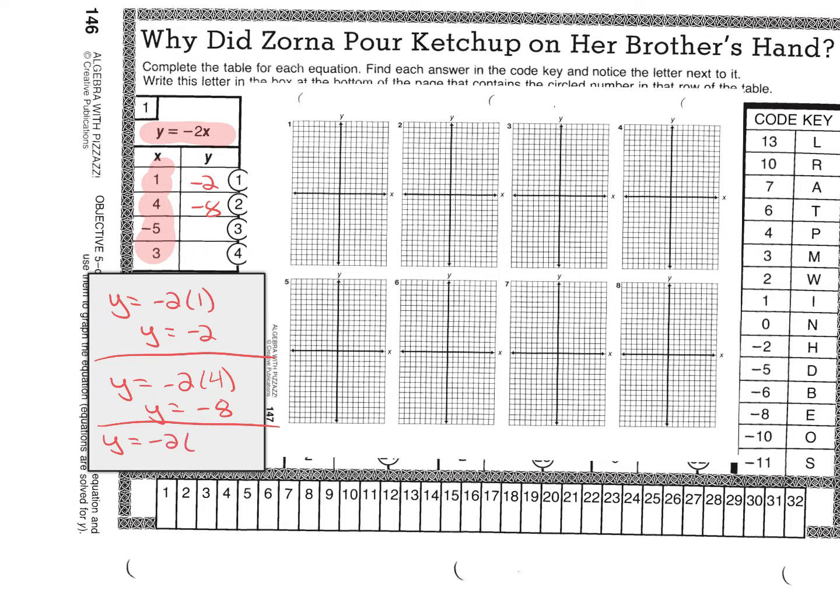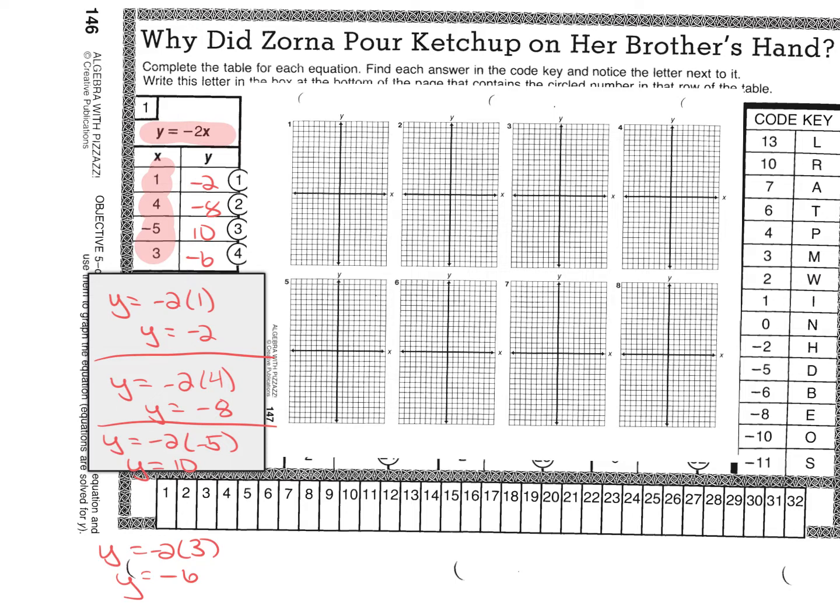Y equals negative 2 times negative 5. So y is going to equal 10. So we can plug in 10 there. And lastly, we could plug in y equals negative 2 times 3. So that's going to be negative 6. And plug in our negative 6 there.